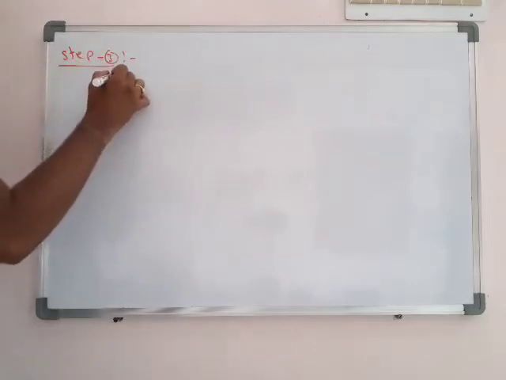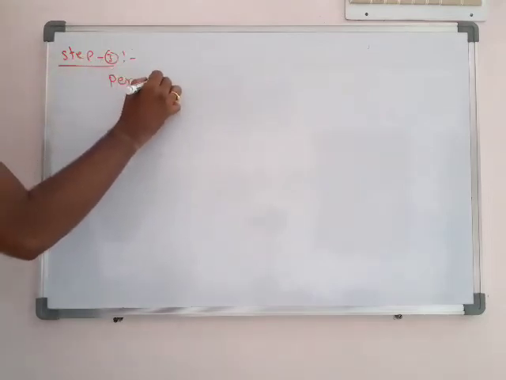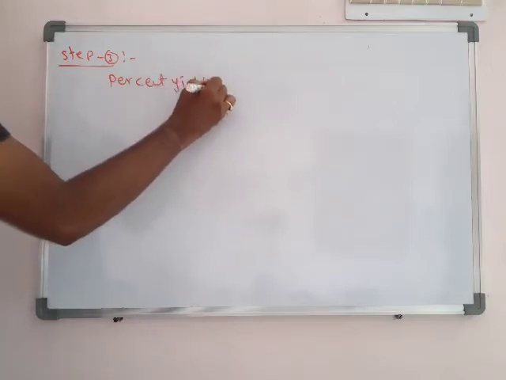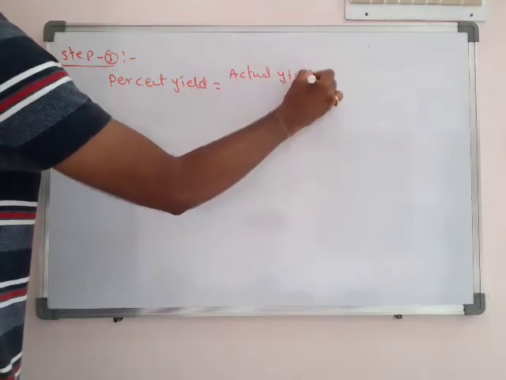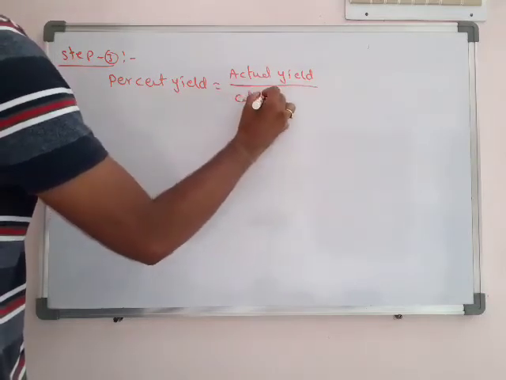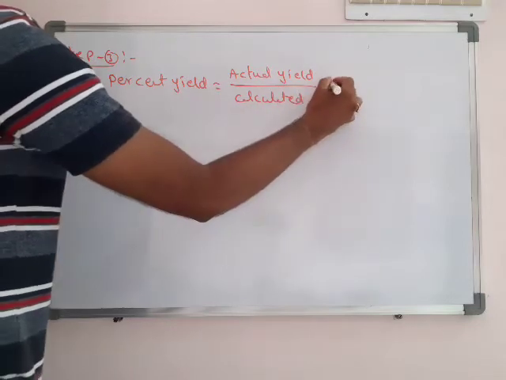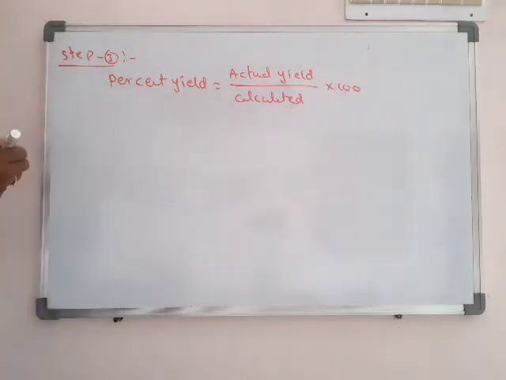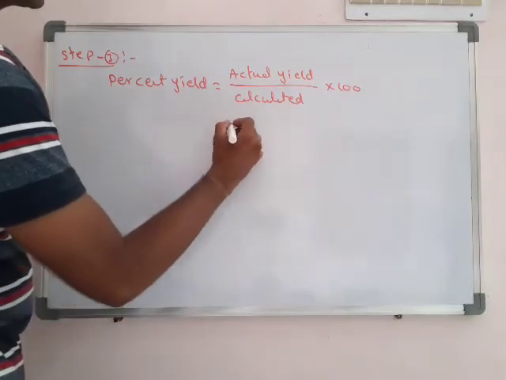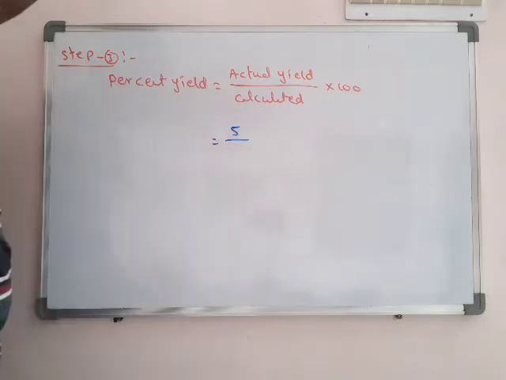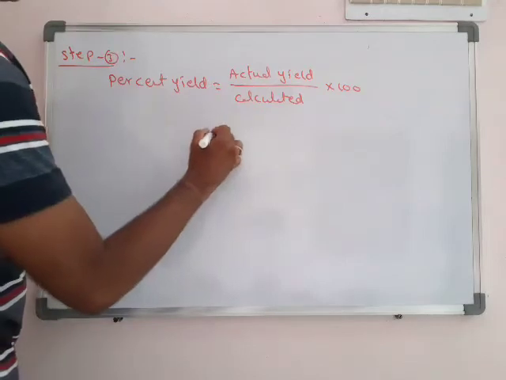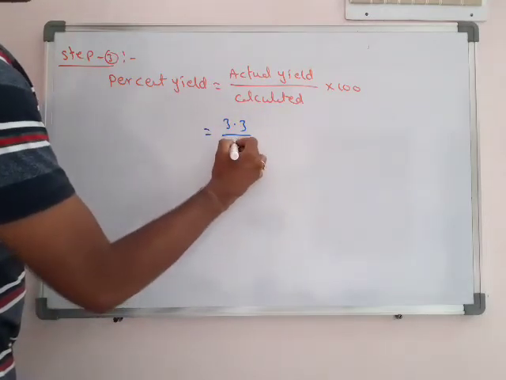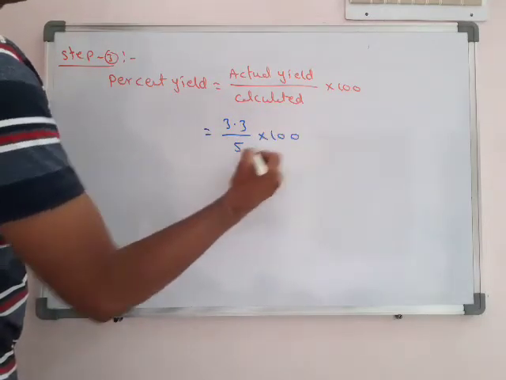Step 3 is percent yield: actual yield divided by calculated yield. So actual means experimental, or actual. What we get by calculating is not actual. So actual means experimental. The experimental is given how much? If we do the experiment, we get only 3.3 grams, but how much should we get? 5. Okay.